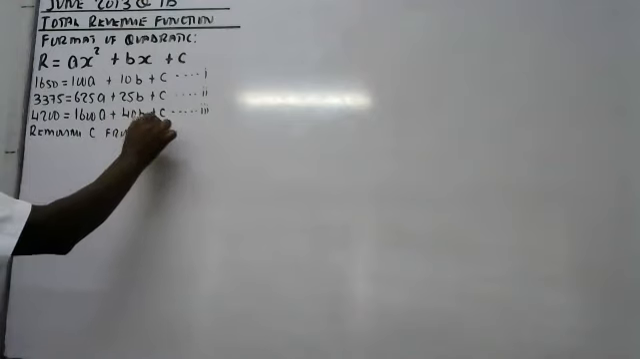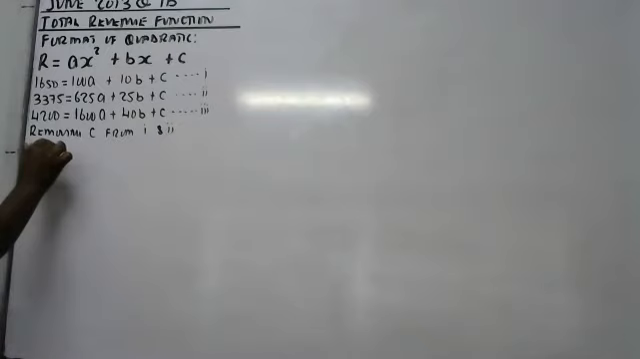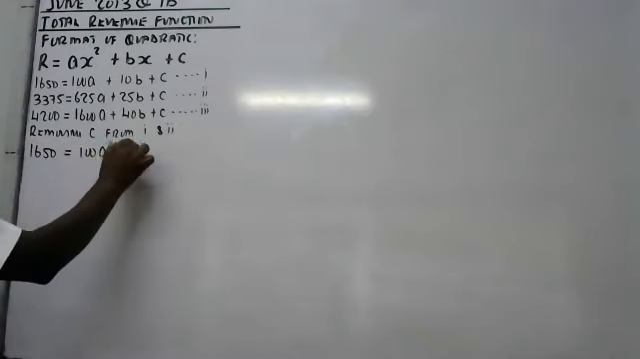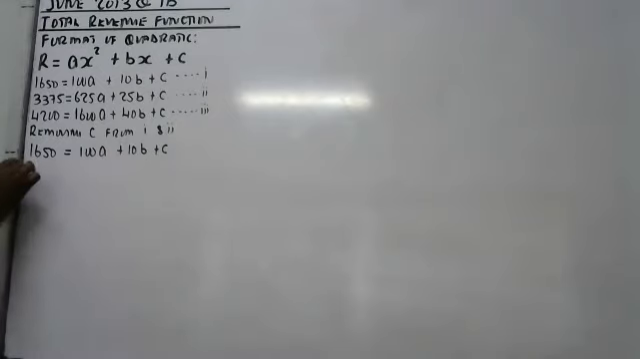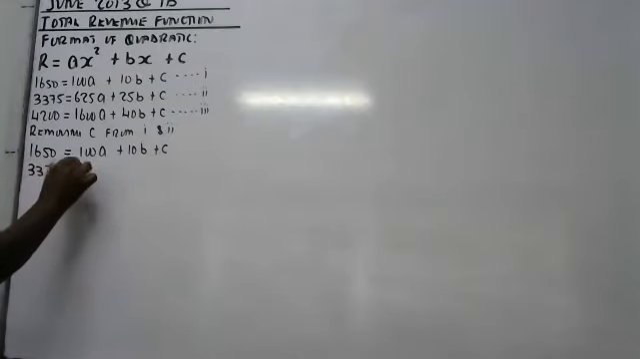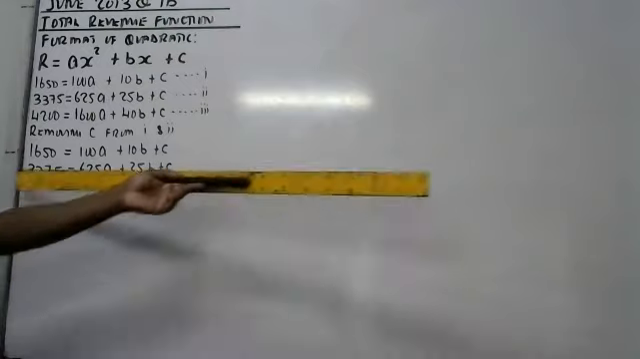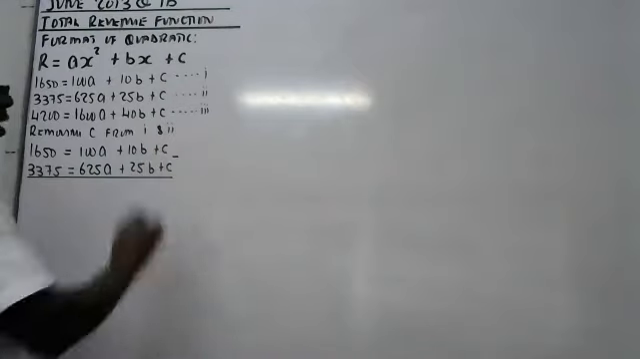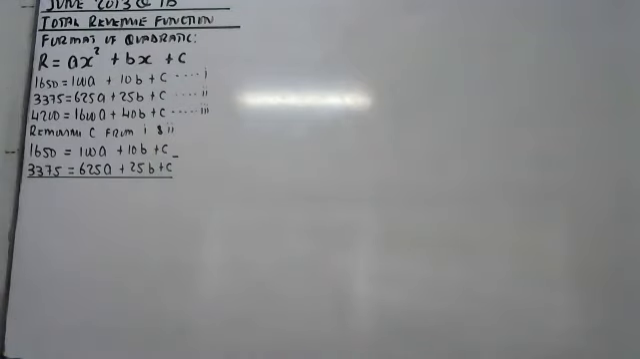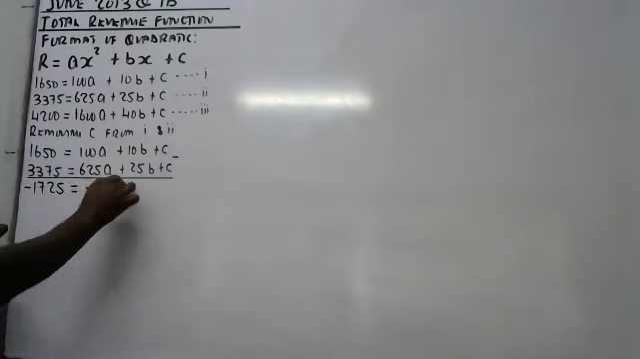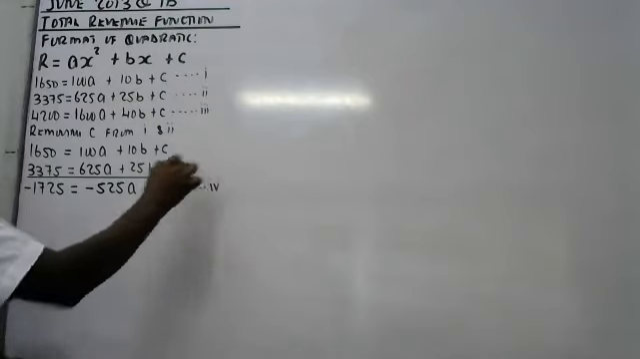So from one and two, it will be 1650 is equal to 100A plus 10B plus C. Then 375 is equal to 625A plus 25B plus C. Now, this one you subtract, you say minus, so that they go. So this one, we are going to have 1650 minus 375, which is 1725, equal to 100 minus 625, which is -525A, and this is -15B. So this one you call equation number four.